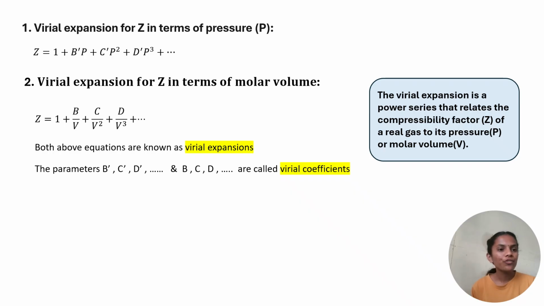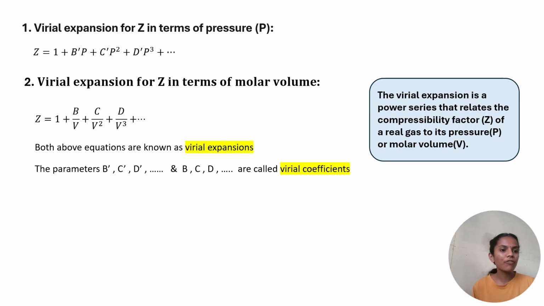Next, we have virial expansion for compressibility factor in terms of pressure and molar volume. The first one is virial expansion for Z in terms of pressure P. Z is equal to 1 plus B' P plus C' P squared plus D' P cubed and so on. It means Z is directly proportional to powers of pressure. If pressure increases, the compressibility factor will also increase.